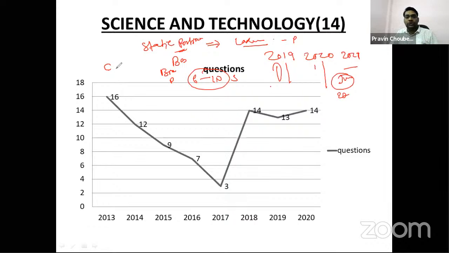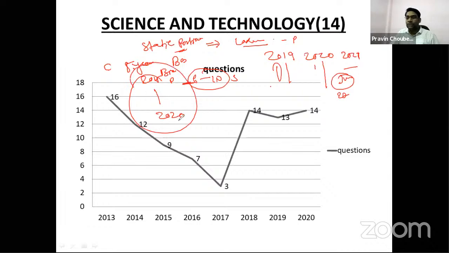So what should be the strategy in science and technology? You first complete the basic books, 6 to 10 NCERT, and then read the newspaper every day. And solve past year question papers. And how many years back? I will suggest you solve 5 years of question papers, from 2015 to 2020.